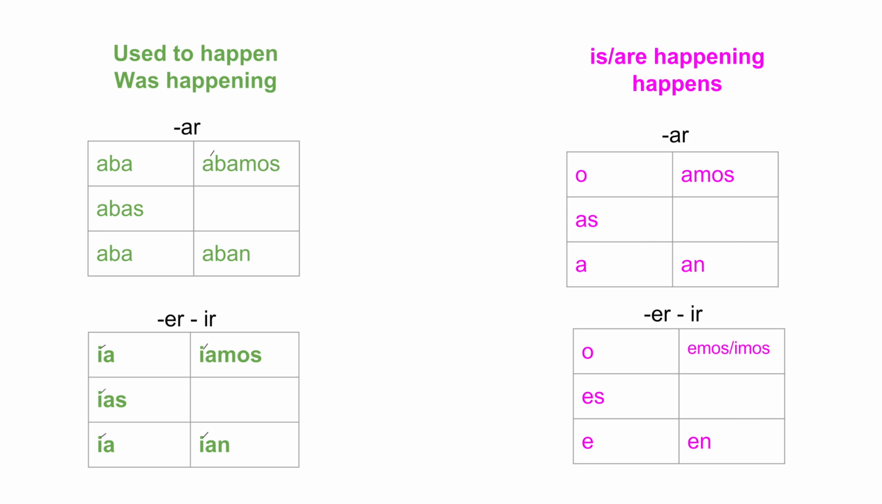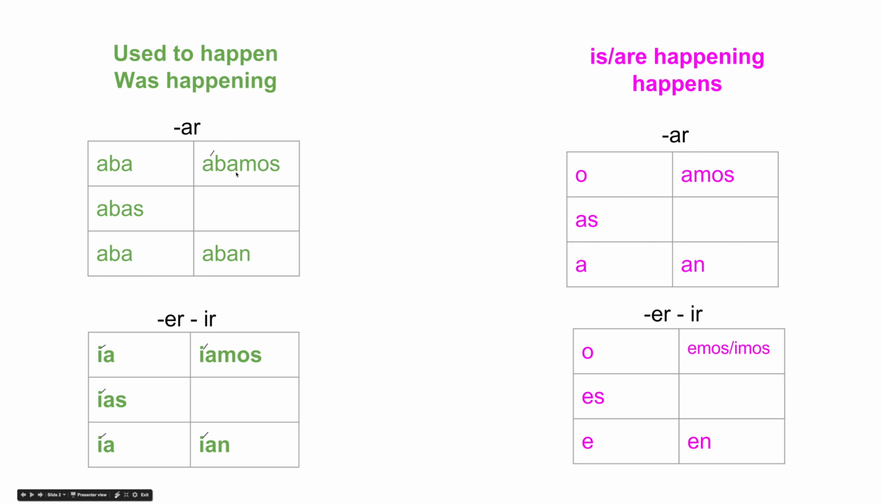If your verb ends in ER or IR, very simple set of endings: ía, ías, ía, íamos, ían. Notice they all have accents over the I. That's an ugly accent right there. But they all have accents, so put those.